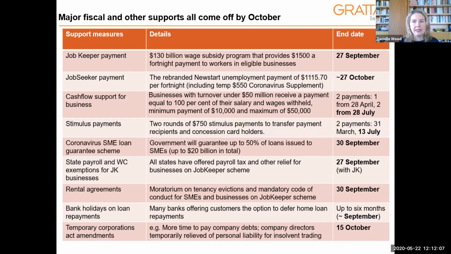And what we see is that all of the major supports that the government's put in place, not just the fiscal measures, but also a lot of the regulatory supports, working with banks around loan holidays, some of the rental agreements that exist, particularly for commercial tenants, all of them are going to be gone by the end of October.